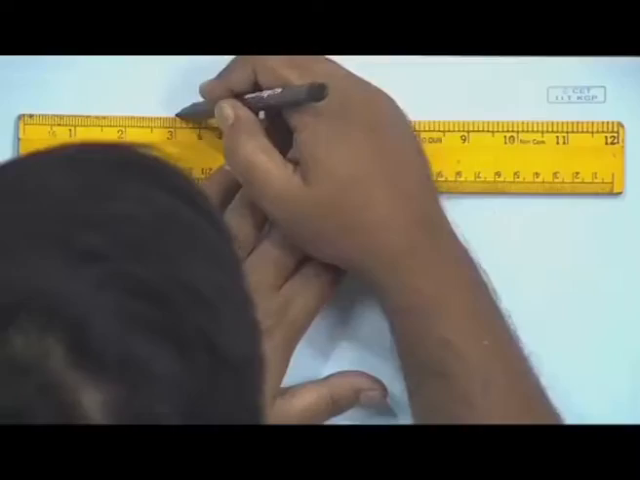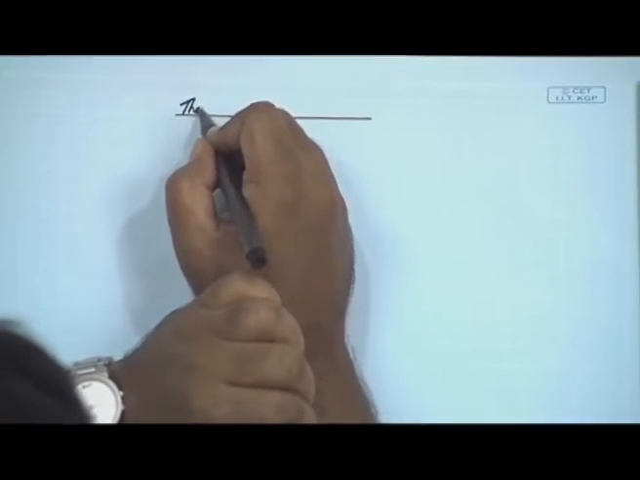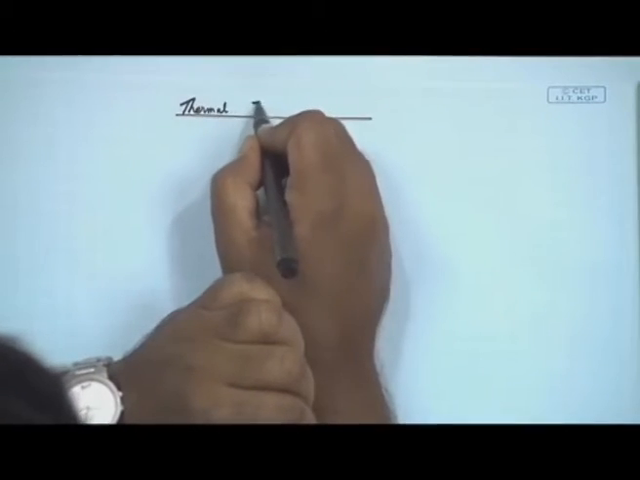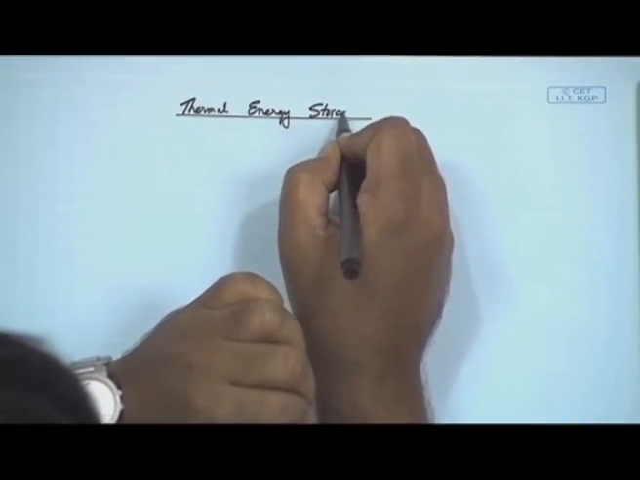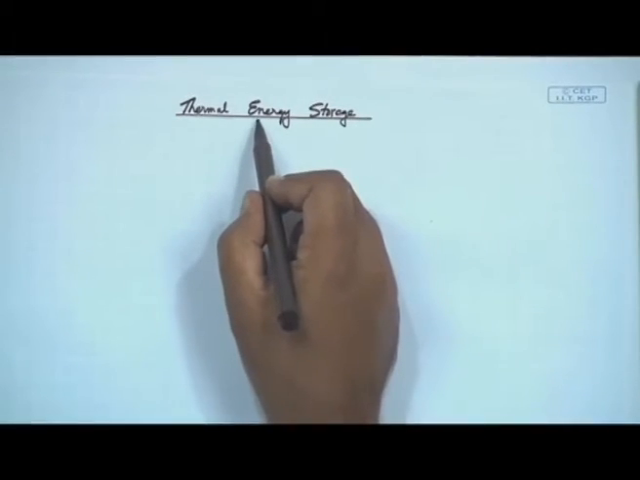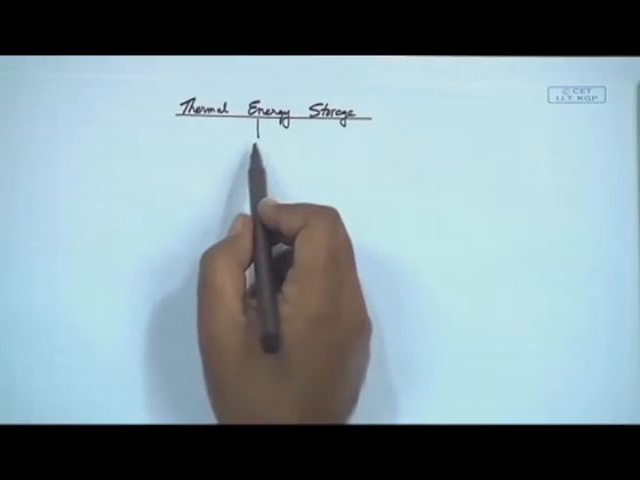So, the next class of storage device is thermal energy storage, where the excess energy is stored in the form of thermal energy. Now, what do I mean by that? First, let us write down thermal energy storage. Under thermal energy storage, we can further divide into two classes.